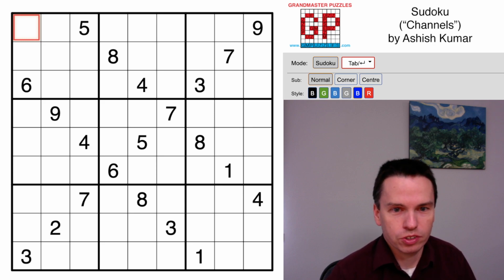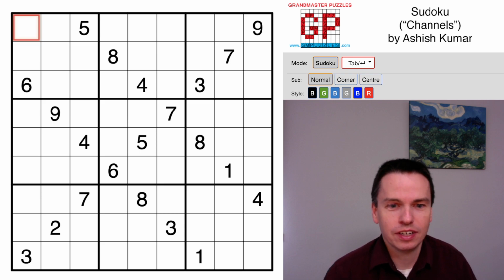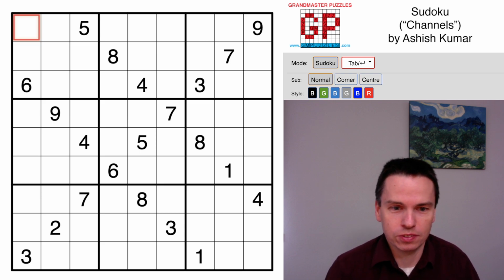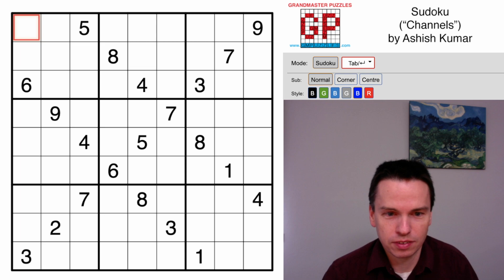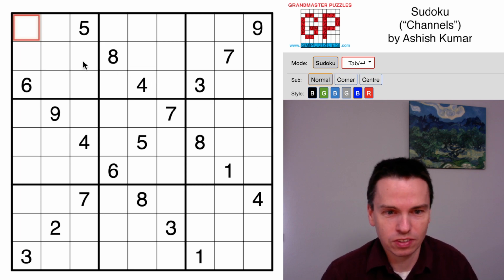So here to talk through the Sudoku called Channels by Ashish Kumar, which has a narrow solving path, but doesn't actually require any really tricky Sudoku steps. It's just steps that may be hard in the grid to spot. So maybe it's useful to go through this puzzle using just my normal notation style and seeing how I spot things along the solve.